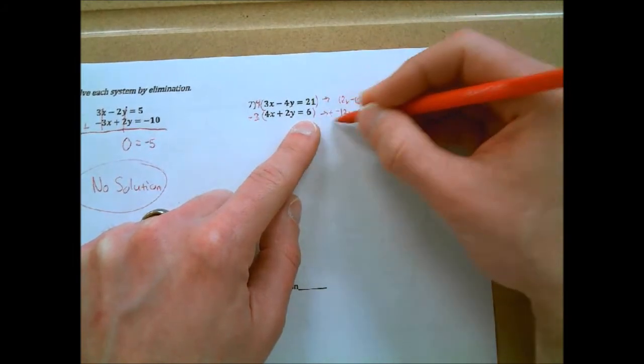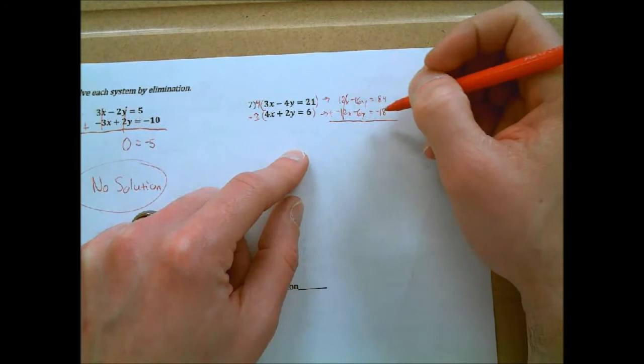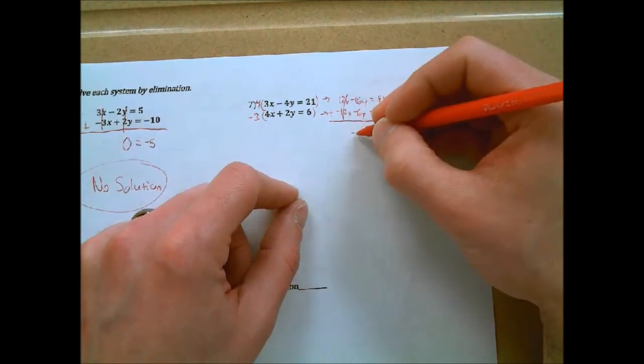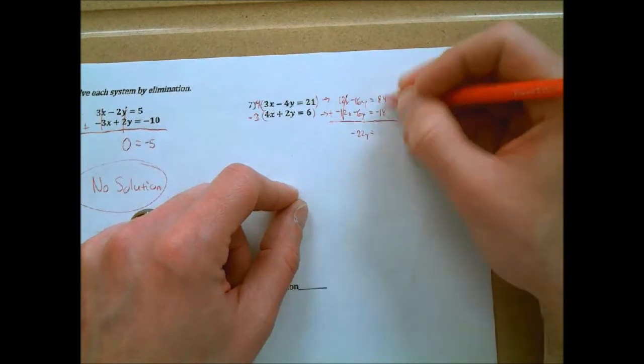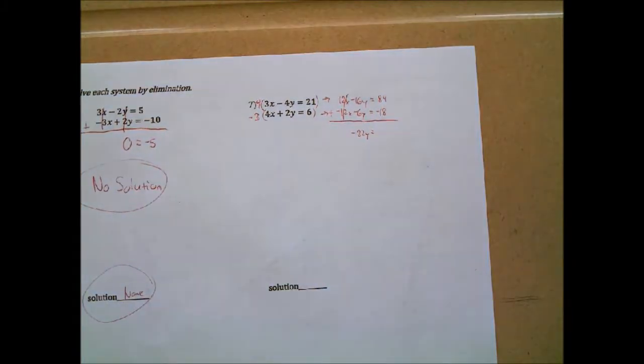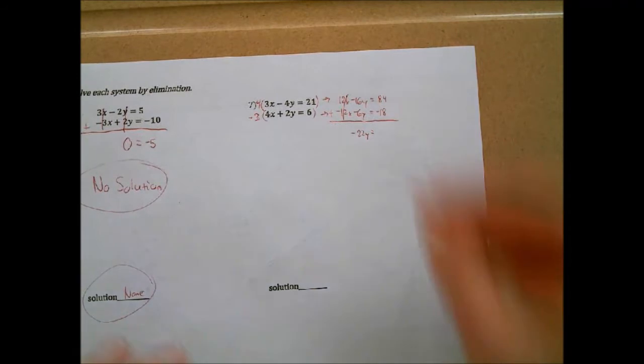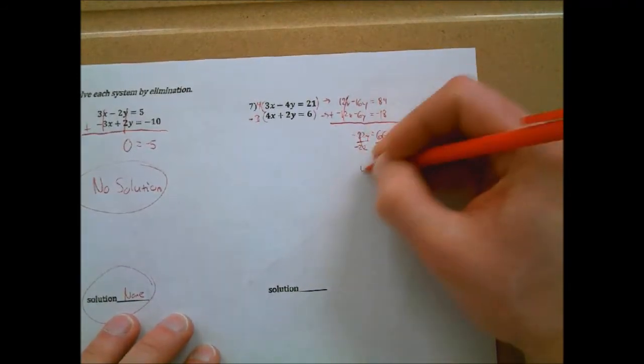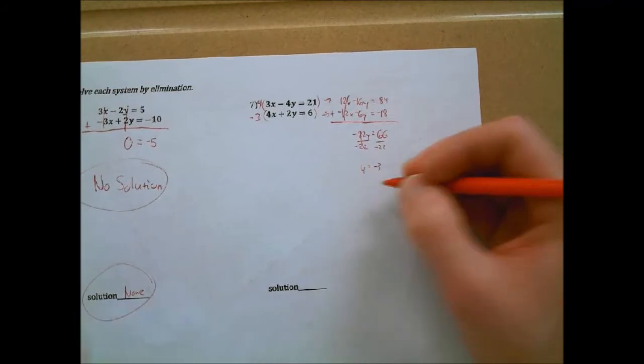You can see we created opposites here. I can add these 2 together. They cancel, the 12x and the negative 12x. Negative 16 plus negative 6 gives me negative 22. 84 plus negative 18 gives me 66. Divide both sides by negative 22. We get y equals negative 3. We're not done yet, right?